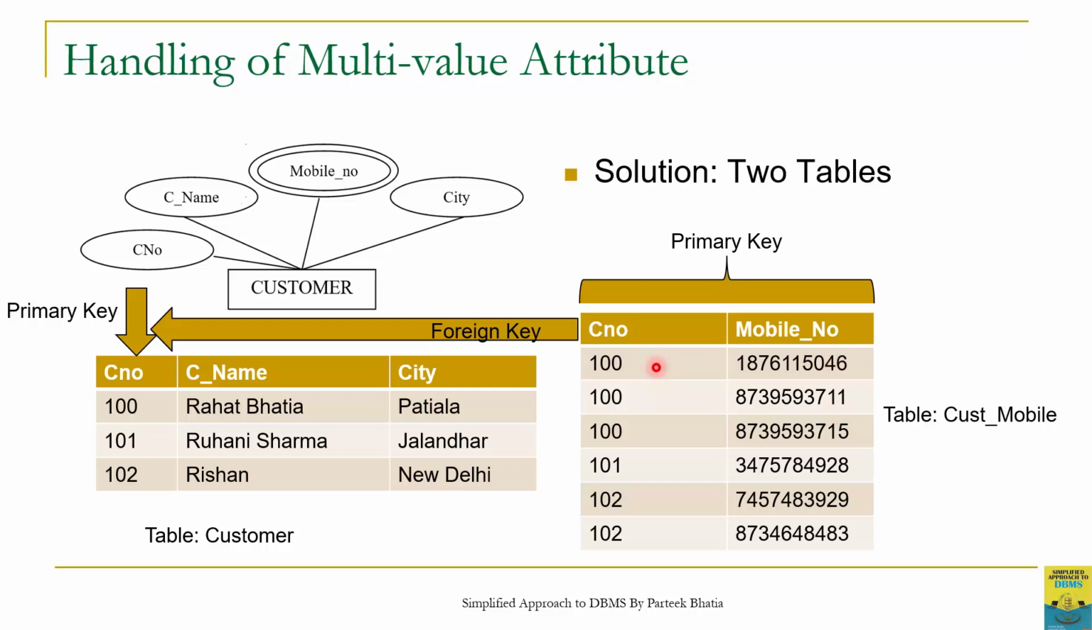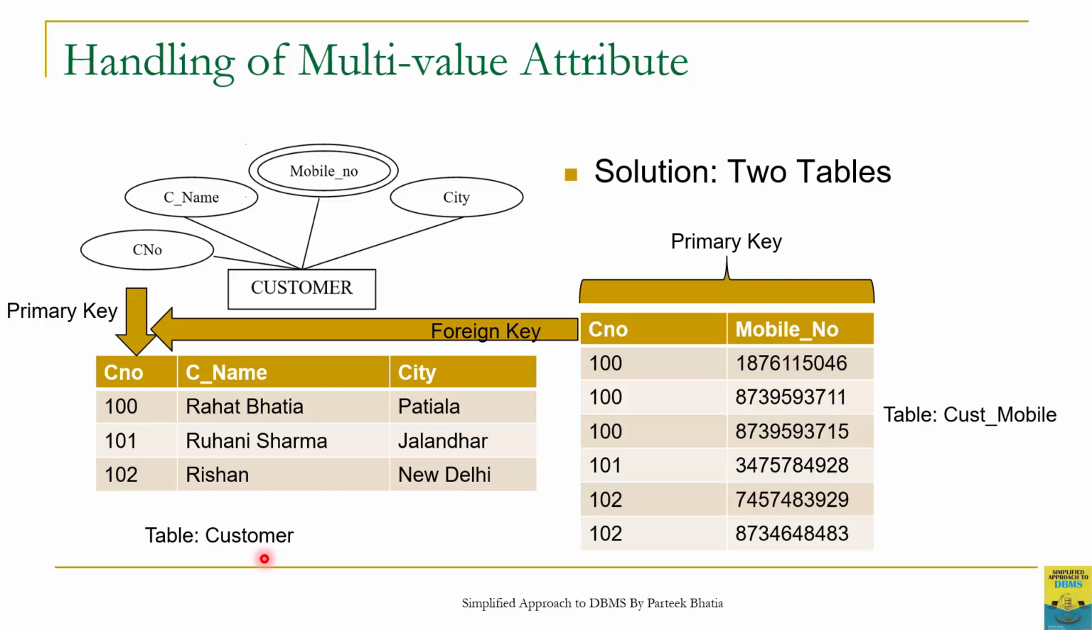The value of C number will be validated by referring to the master table. Only those C numbers are allowed in this table which are present in the master. We can store multiple mobile numbers for a customer. You can see that this customer can have 3 mobiles, while customer 101 has only 1 mobile and 102 again has 2 mobiles. It is also possible that one customer may not have any mobile number. Then in this scenario, the entry of that customer will not appear in this table. Then the customer will have only C number, C name and city information which will be present in the master table.